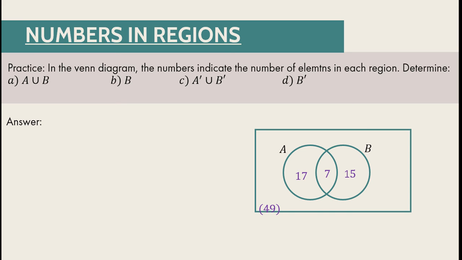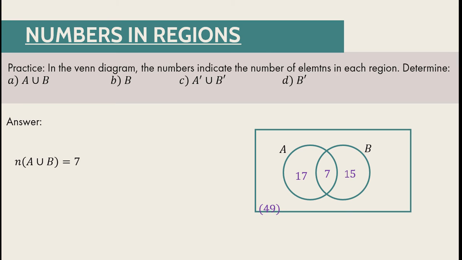Another number for practice. In the Venn diagram, the numbers indicate the number of elements in each region. Determine A union with B, B, A prime union B prime, and B prime. Okay, let's do it yourself. And here's the answer for me.